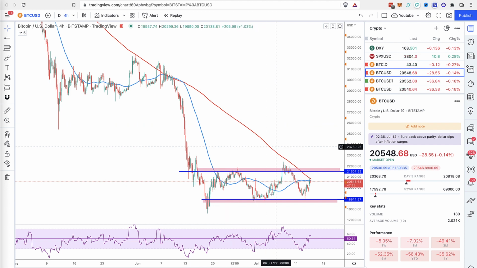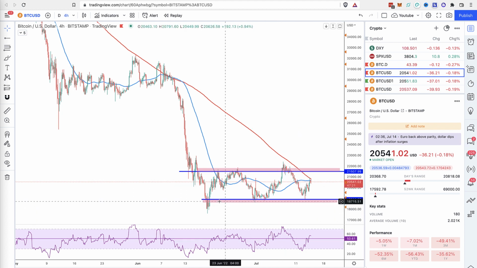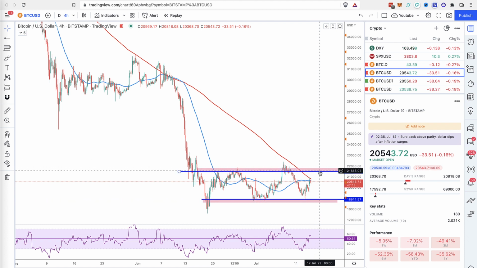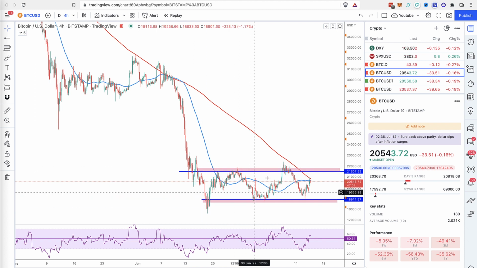You can see a simple clean chart. We just have the RSI and two simple moving averages, the 50 and the 200. And you can see here we've got this nice clean range over here with the lows being around about 19,000 to 18.6 and the highs being about 21.5 to about 21.8. Basically, since the beginning of June, Bitcoin has been trading in this range.